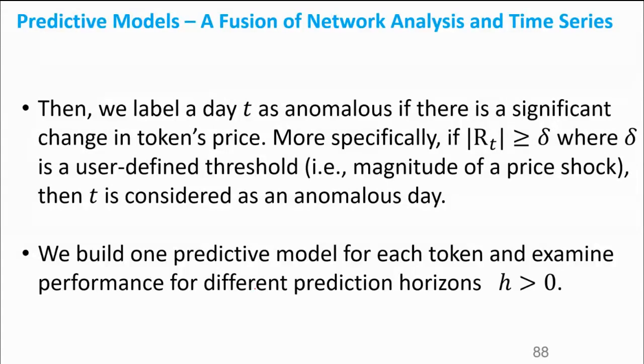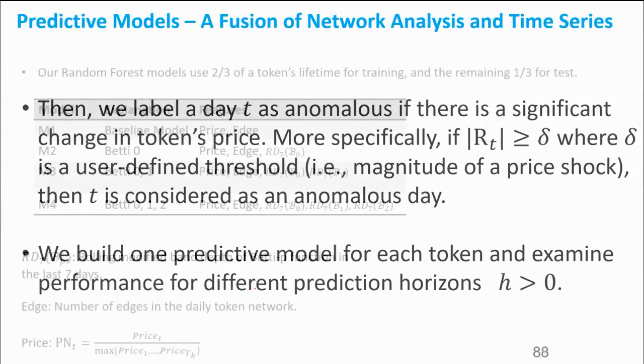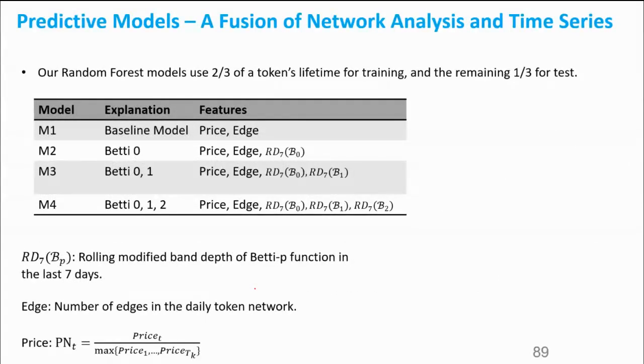We don't build a general model, we build a predictive model for each token and examine performance for different prediction horizons, h bigger than 0. And for the classifier, we use a random forest and use 2/3 of a token's lifetime for training and backtesting. We create 4 models. In the baseline model, we only use the price and the edge count in the graph as features.